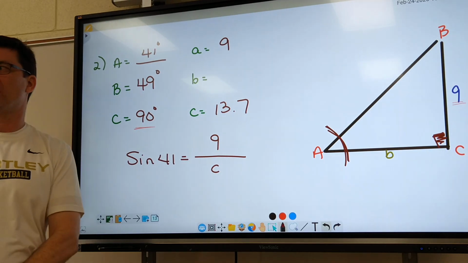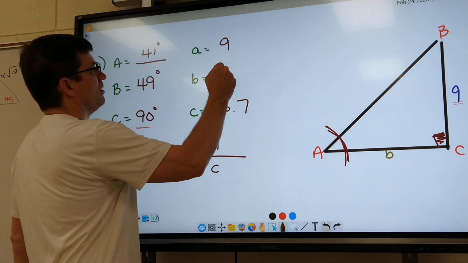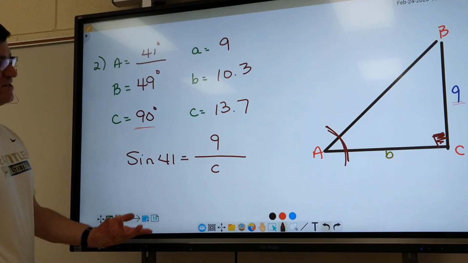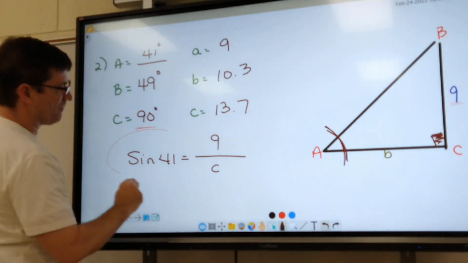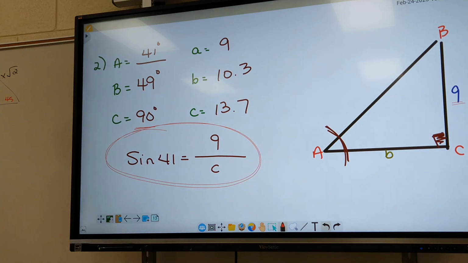Nope, you got to start with a bigger number, always. 13.7 squared minus 9 squared. And then find the square root of 106.69. What y'all got? 10.3. Alright, so that's not bad. This is the only work you have to show on every problem. I'm going to look for that step on every problem.